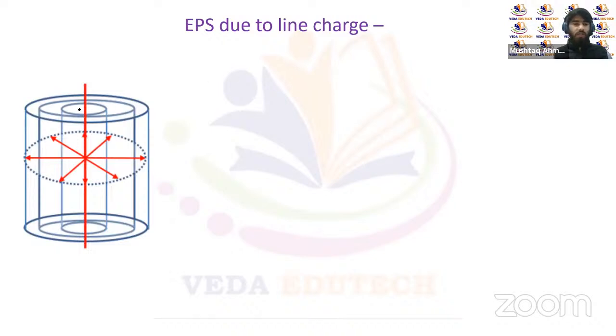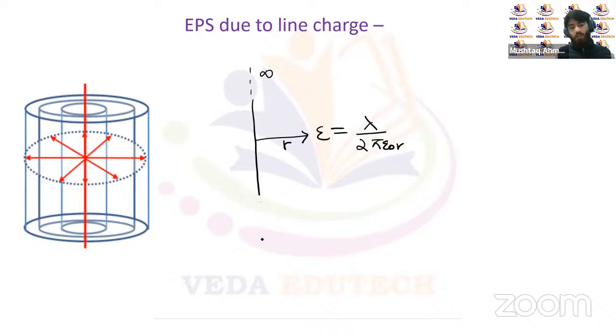We have this line charge, right? We know the electric field due to a line charge, at a distance r, is equal to lambda upon 2 pi epsilon naught r, for an infinite line. So this is the electric field vector, and this electric field is directed like this, radially outwards in circles, right?